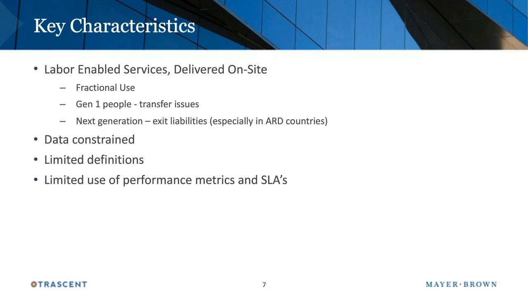Some characteristics of facilities management may be different than, say, a traditional BPO or IT outsourcing initiative. In facility management, these services are primarily labor-enabled services, although there is an increased interest from corporations in process automation, technology enablement of services. But historically, these services have been labor-enabled and delivered on site. And a filter change, for example, happens at the location, cannot be offshored.